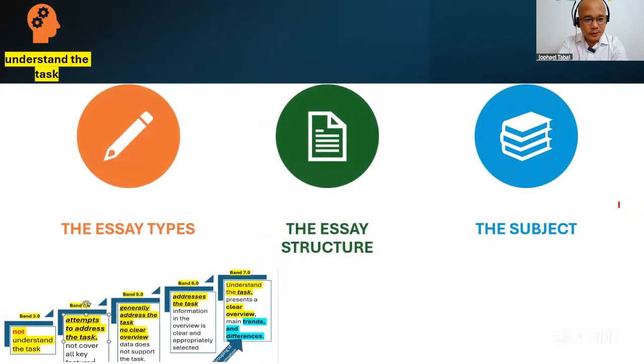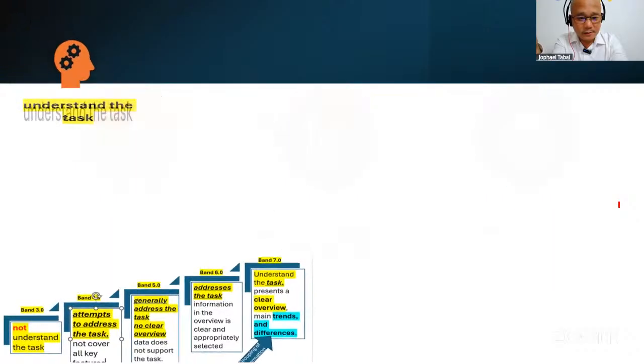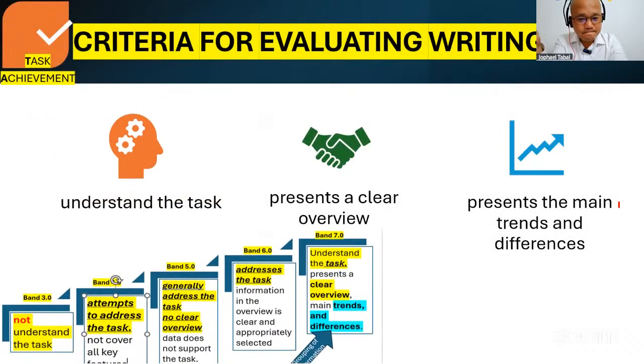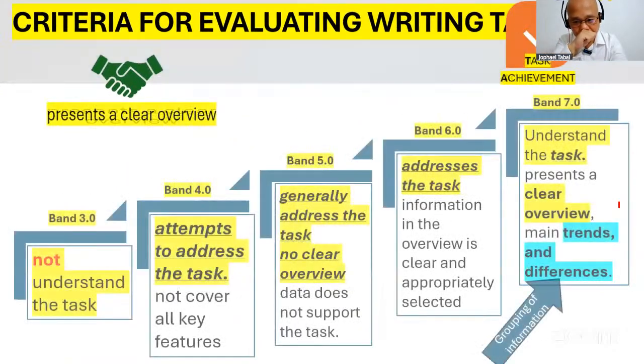So again, in writing task 1 data essays, to understand the task we have to understand 3 key points: the essay types, the essay structure, and the subject. Now, lastly, presenting a clear overview. So again, for task achievement, there are 3 key things: understand the task, present a clear overview, and present the main trends and differences. Now let's move on to presenting a clear overview.